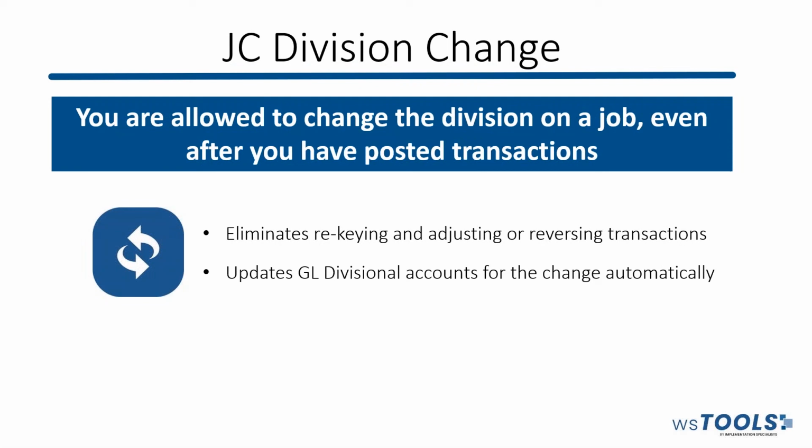First one is Job Cost Division Change. This one allows you to change a division from one to another, even though you have posted cost transactions to that job. What Division Change will do is actually take care of creating the GL transactions for you from one division to the other. So you don't have to manually do those transactions to transfer them from one division to another.